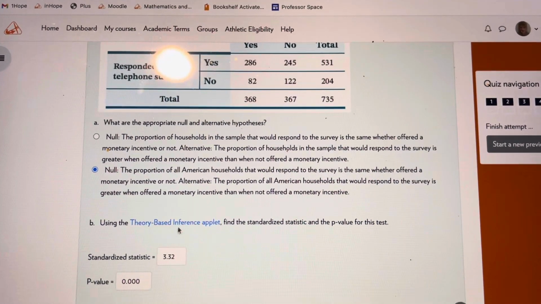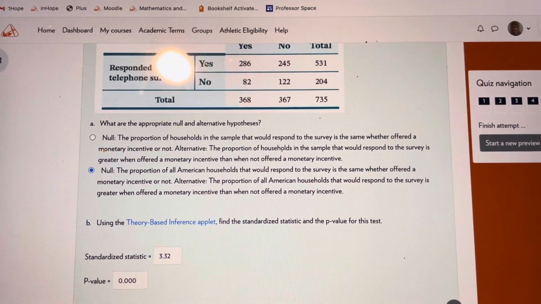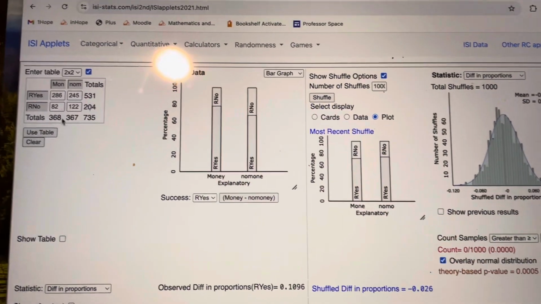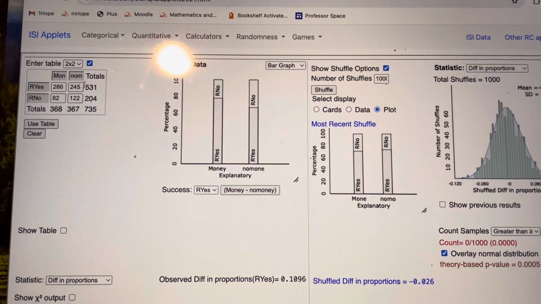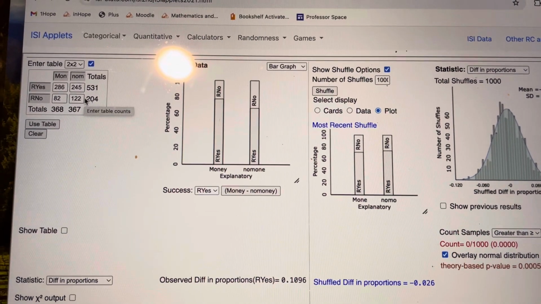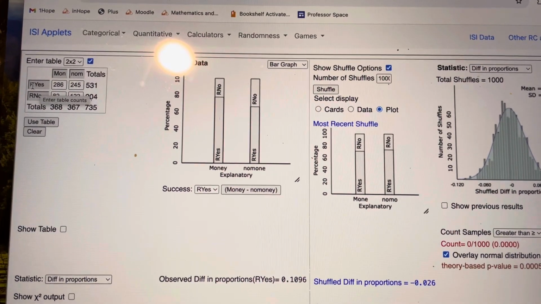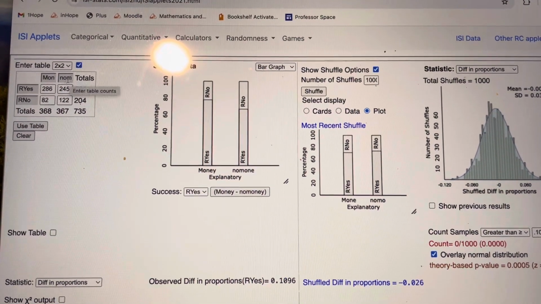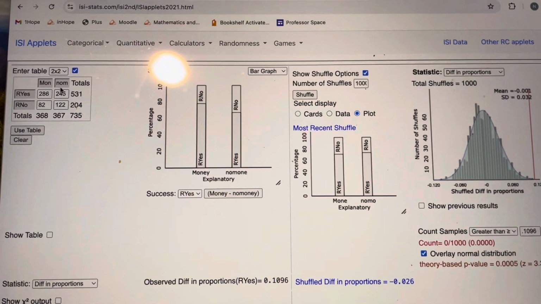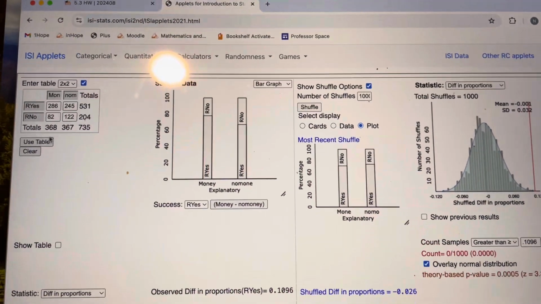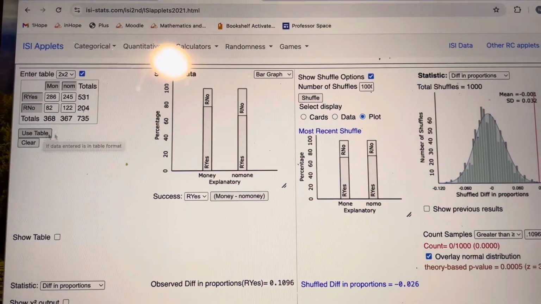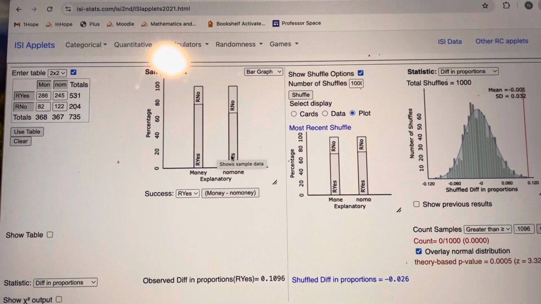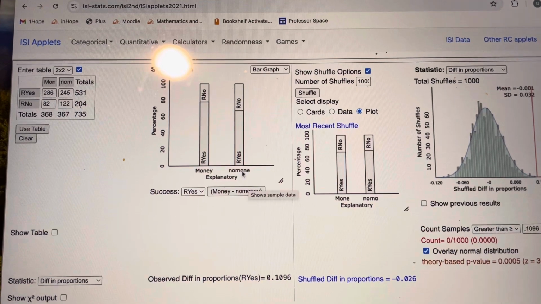So the theory-based applet. Let me click on the theory-based applet. I'm going to go here. What I did was, in this area, I filled in the table that we had in the previous screen, and I used respond yes and respond no, monetary and no money incentive. And I remembered to click use table. So we have respond yes, respond no when there's money, and then respond yes, respond no when there's no money.